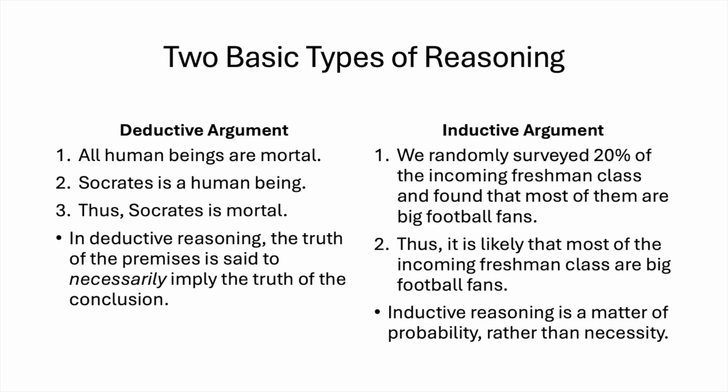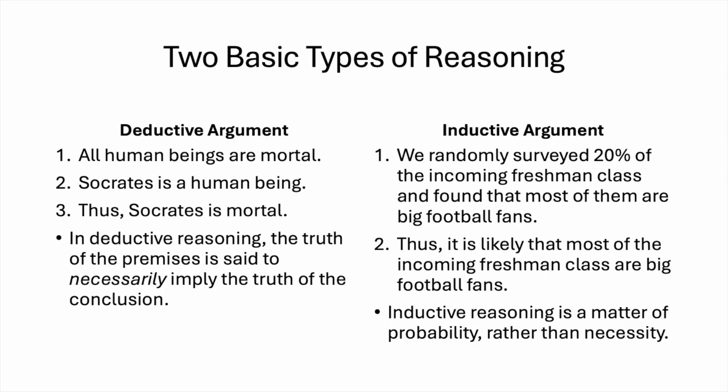And in an inductive argument, it's just a matter of probability. You could have higher or lower probability, so those are going to be strong or weak arguments, whereas in deductive arguments, we call them valid or invalid, and it either is valid or it's an invalid argument. There's not a matter of degree there like there is with probability.